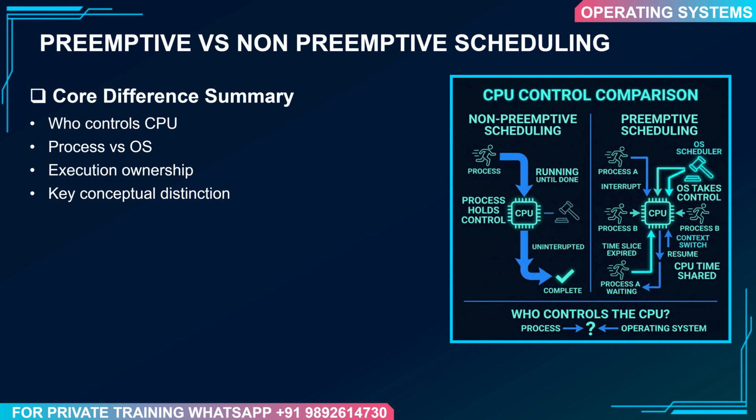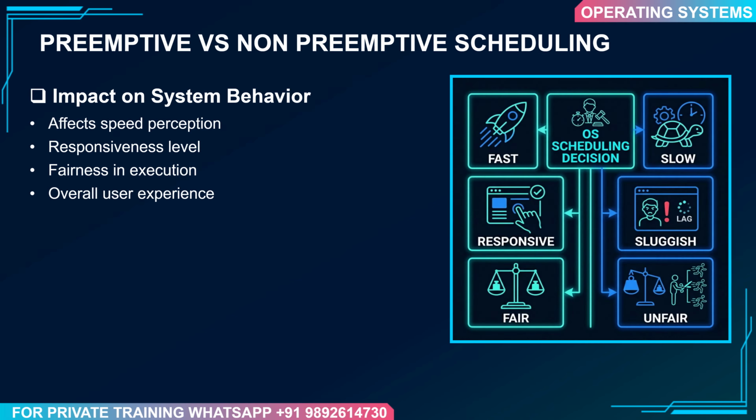So, if you step back and look at the bigger picture, the difference comes down to one simple question: who controls the CPU, the process, or the operating system? In non-preemptive scheduling, the process holds control until it is done. In preemptive scheduling, the OS takes control and decides how CPU time is shared. And this decision shapes the entire behavior of a system.